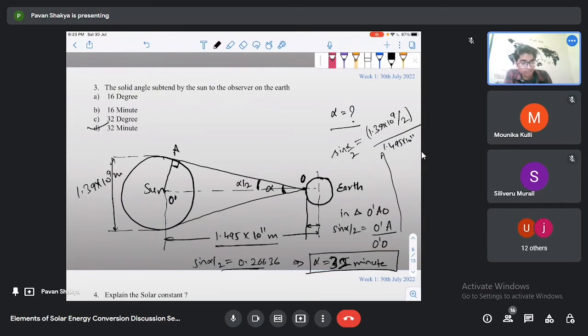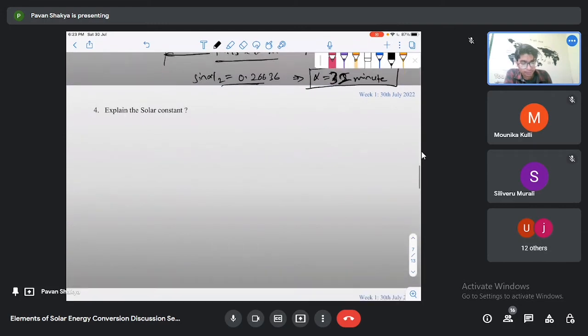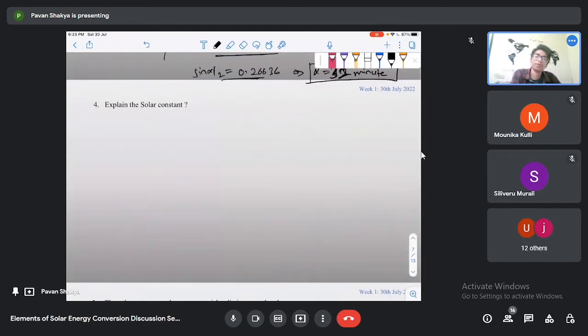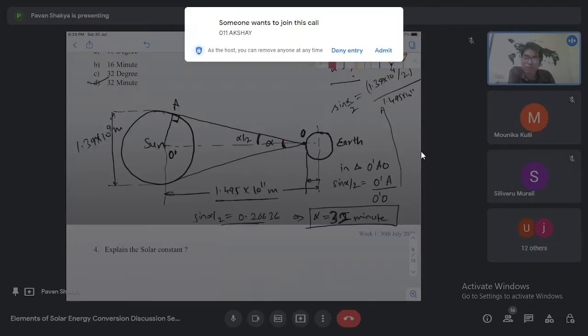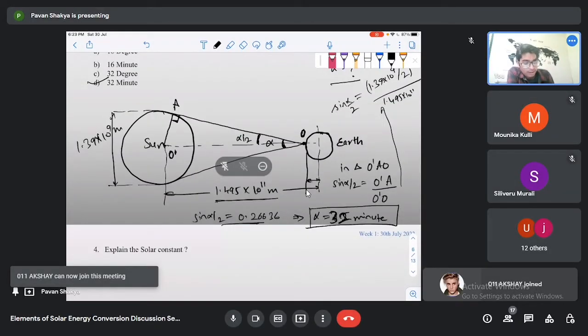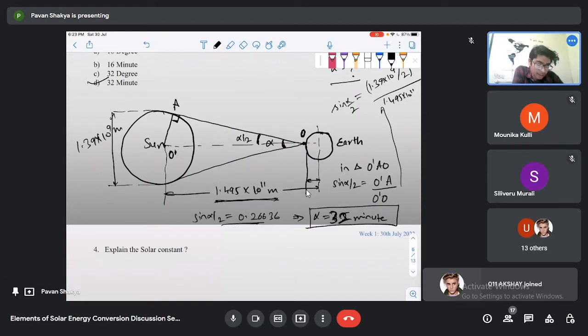Okay, so let's move to the next problem, that is, explain the solar constant. From the above problem, we saw that the distance between the Earth and the Sun is 1.495 x 10^11. Our Earth rotates around the Sun in an elliptical path, thus the distance between the Sun and Earth changes with time.